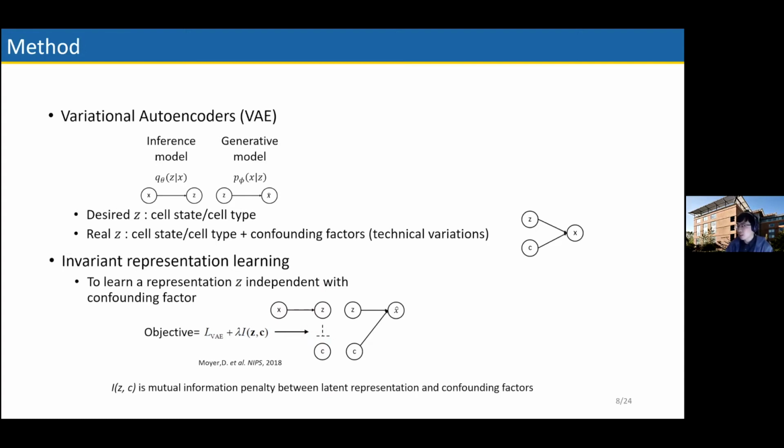And we achieve this by adding a penalty term on the mutual information between the invariant representation Z and the confounding factor C. And to do so, we utilize a mutual information bound derived by Moyer et al. in NIPS 2018.